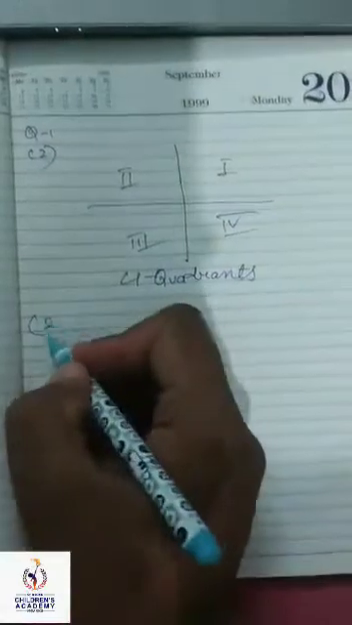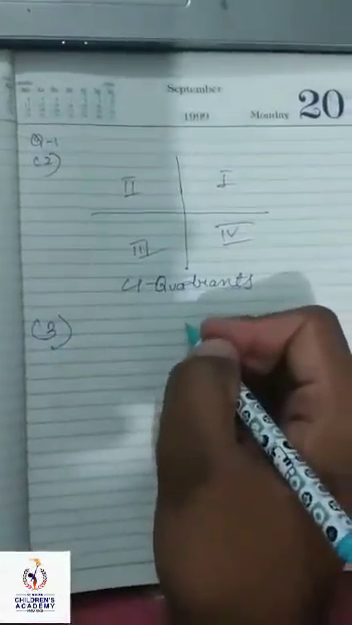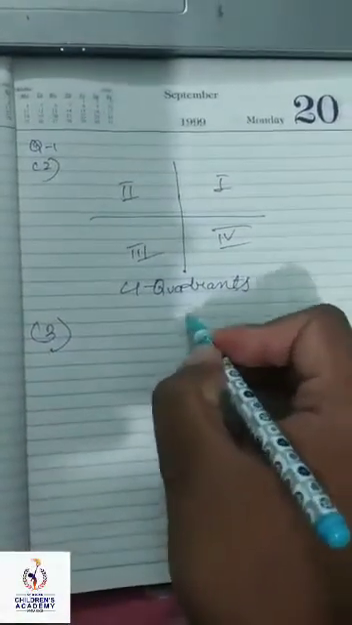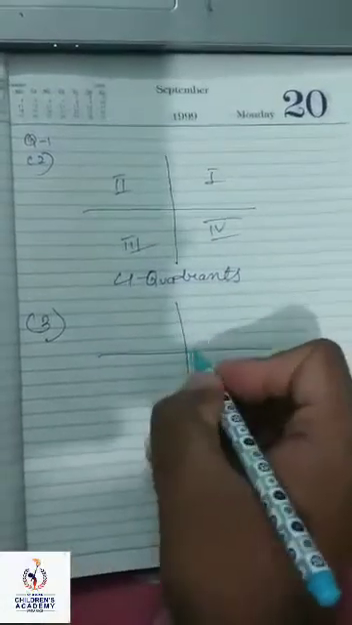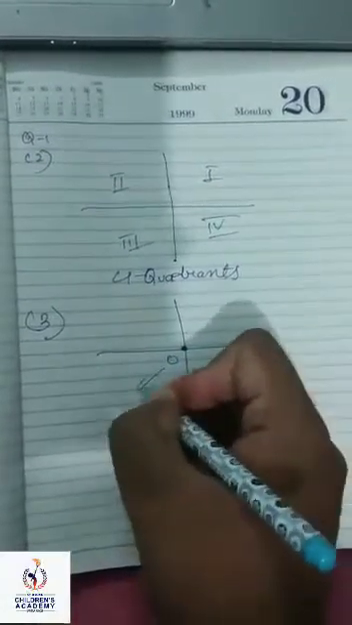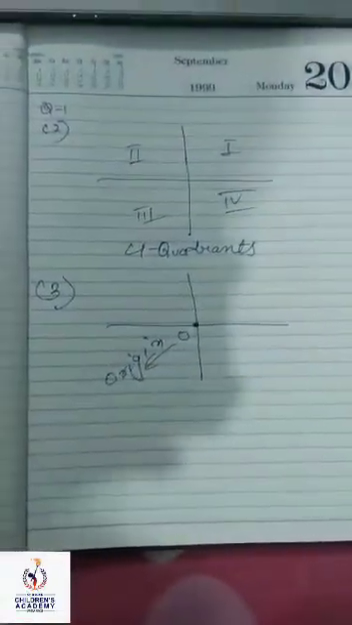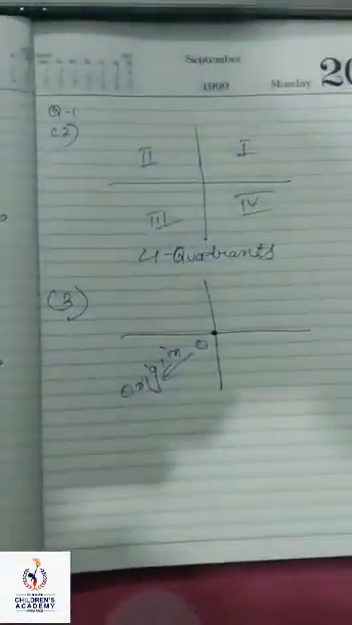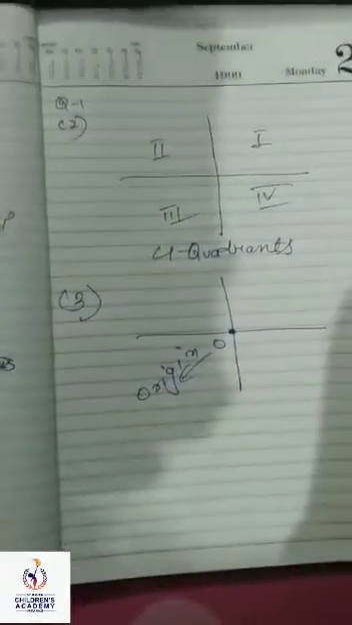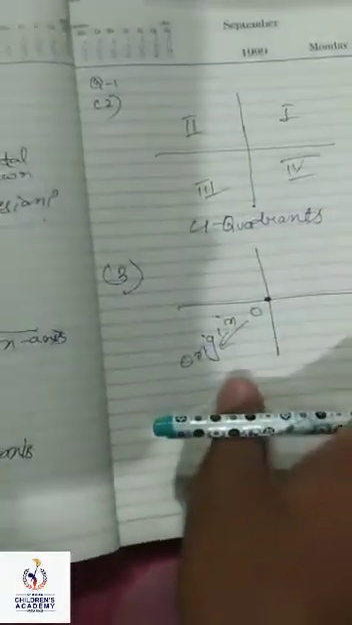Third part of this question is, write the name of the point where these two lines intersect. So these two lines intersect on where? O, which is called origin. Okay, so by this we can answer all the parts of question 1.